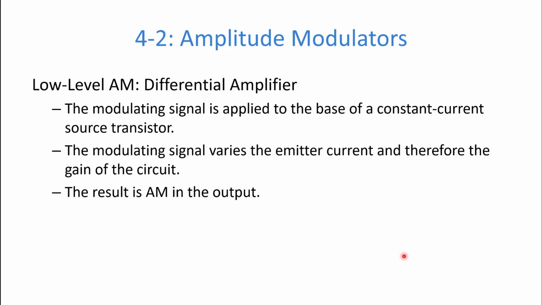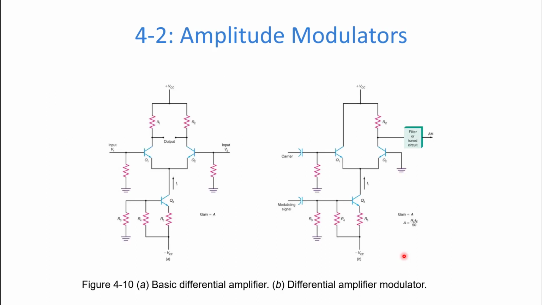Okay. The thing here is we're going to apply it to the constant current source. That's where we're going to apply the modulating signal. Sometimes we call that the tail current. The modulating signal is going to then vary the emitter current and therefore the gain of the circuit. And this results in an AM output. So essentially, we're using the modulating signal to change the bias current, right?